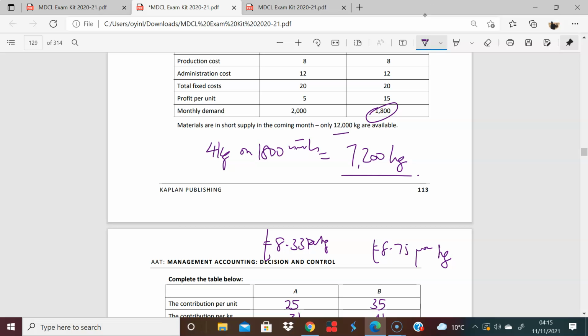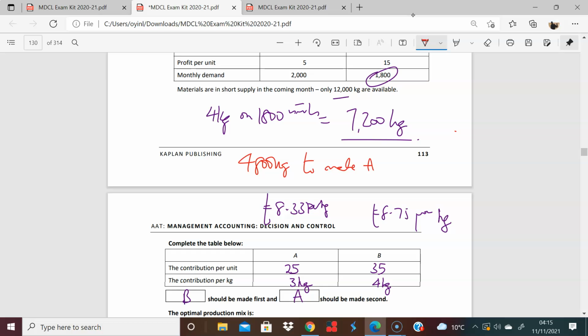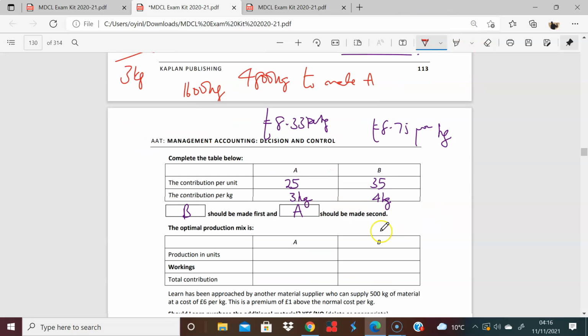So that means if I've used 7,200 of my 12,000, how many do I have left? I have 4,800 kilograms left to make A. Remember that I need 3 kilograms each to make A. So if I have a total of 4,800 kilograms left and I need 3 kilograms to make A, it means that I can only make 4,800 divided by 3, which is 1,600 units. So my optimal point is 1,600 units here.